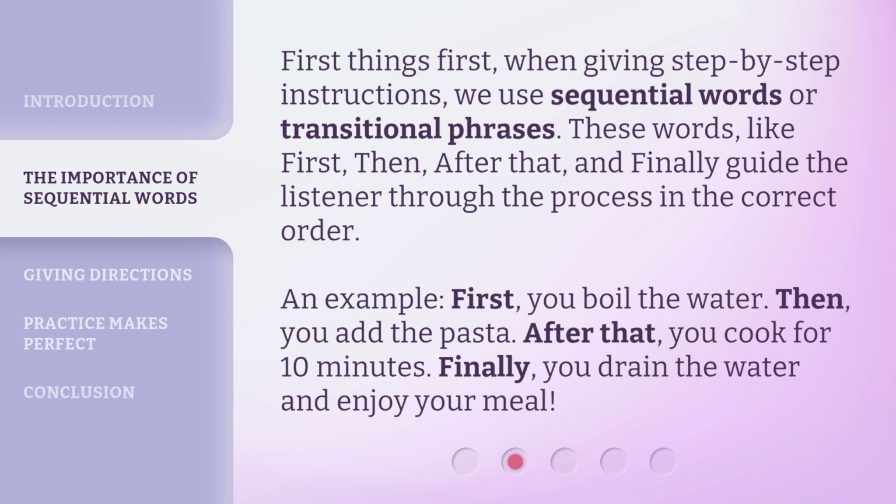First things first, when giving step-by-step instructions, we use sequential words or transitional phrases. These words, like first, then, after that, and finally, guide the listener through the process in the correct order.